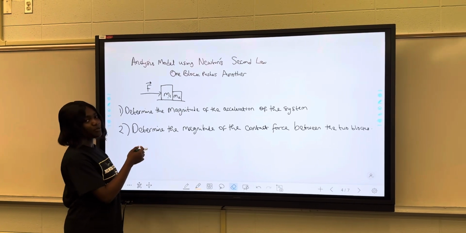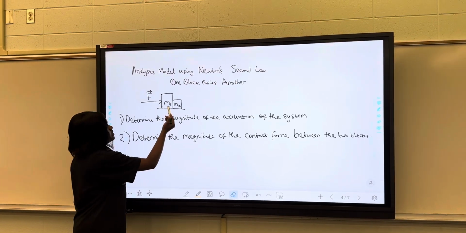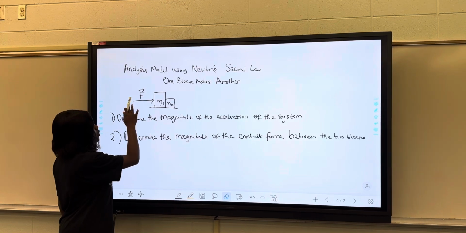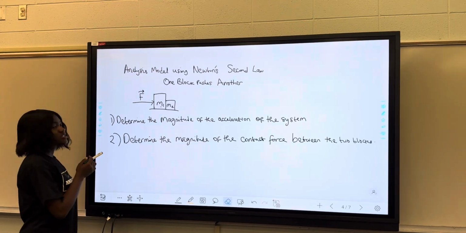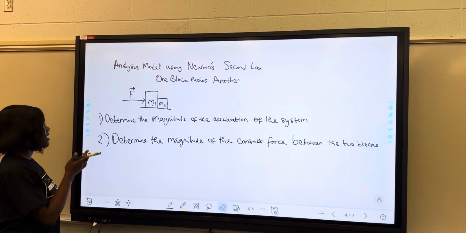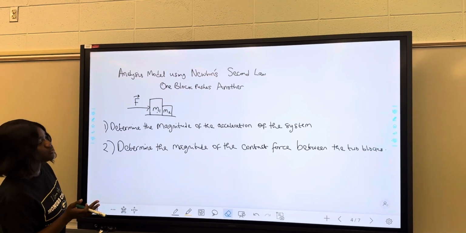In this example, we're looking at one block pushing another. So we have a system with two blocks beside each other, and then a force is exerted on the system. The first question says, determine the magnitude of the acceleration of the system. The second one says, determine the magnitude of the contact force between the two blocks.